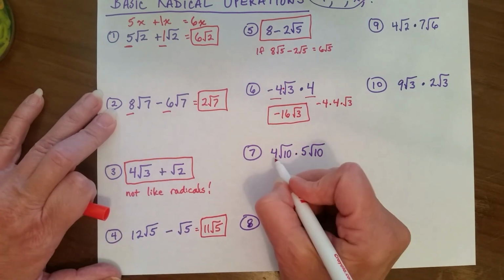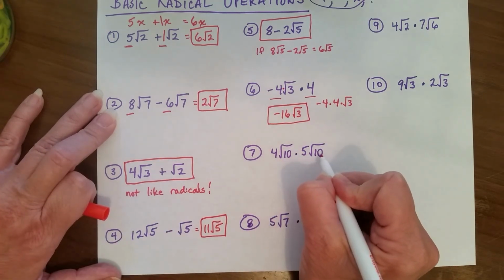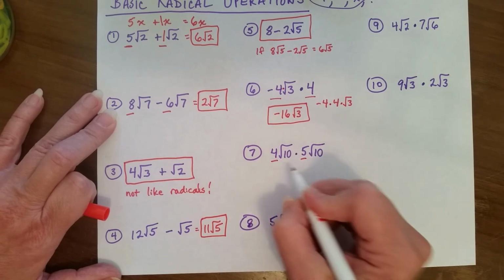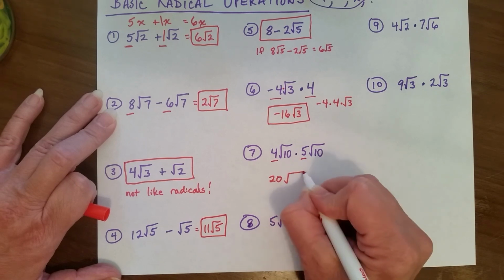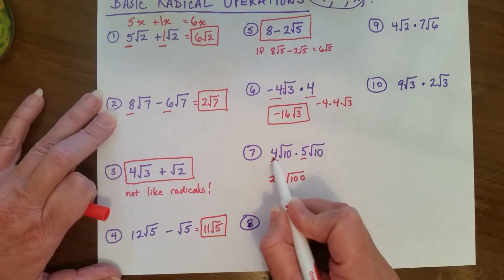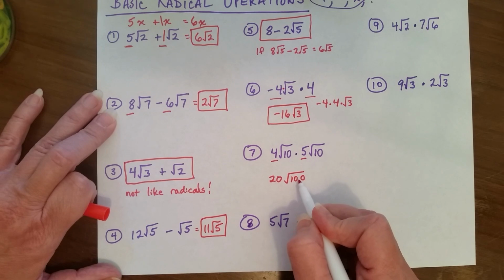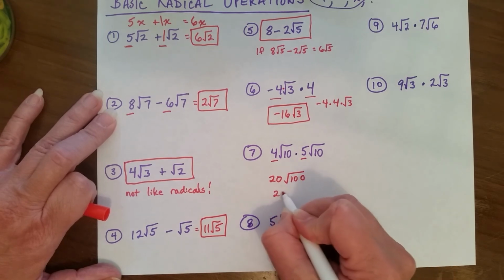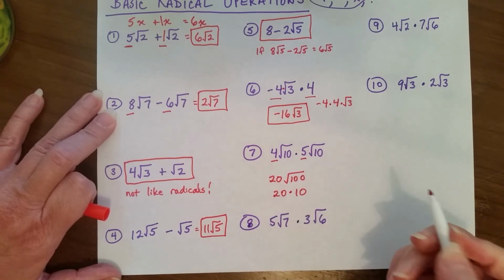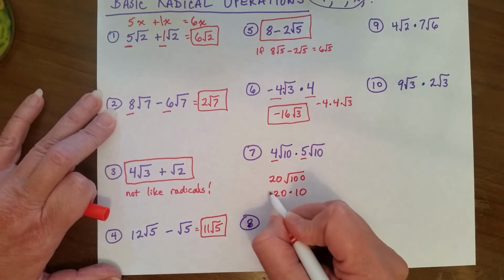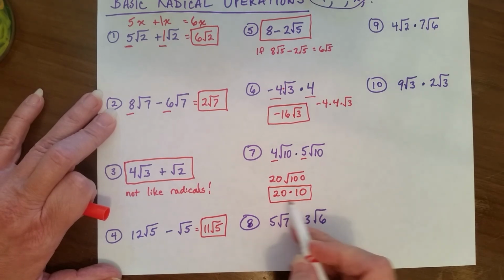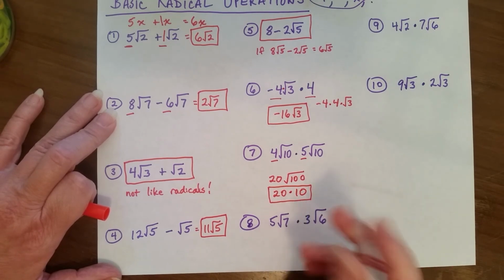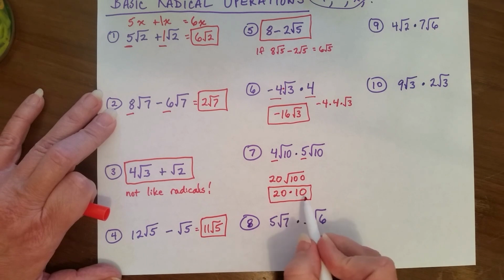Okay, number 7. I have a 4 root 10 times a 5 root 10. Well, 4 times 5 is 20. And then 10 times 10 is 100. You multiply what's outside and what's under. Now the square root of 100 is 10. So it's really 20 times 10. Now, the odd thing about Delta Math is they have you leave the answer like that. The answer would be 20 times 10 or 200, but in the multiple choice answers, they write the answers like this, 20 times 10.